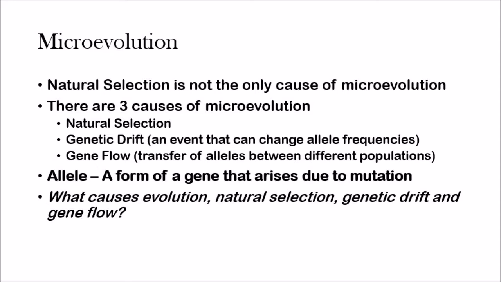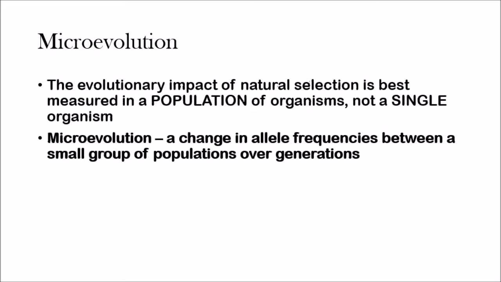For example, eye color. Eye color is controlled by one specific gene, and you can have green eyes, blue eyes, black eyes, brown eyes. That all comes from different alleles. So although that specific gene is controlling the eye color, different variations on that are the alleles. So basically, microevolution is a change in the allele frequency.